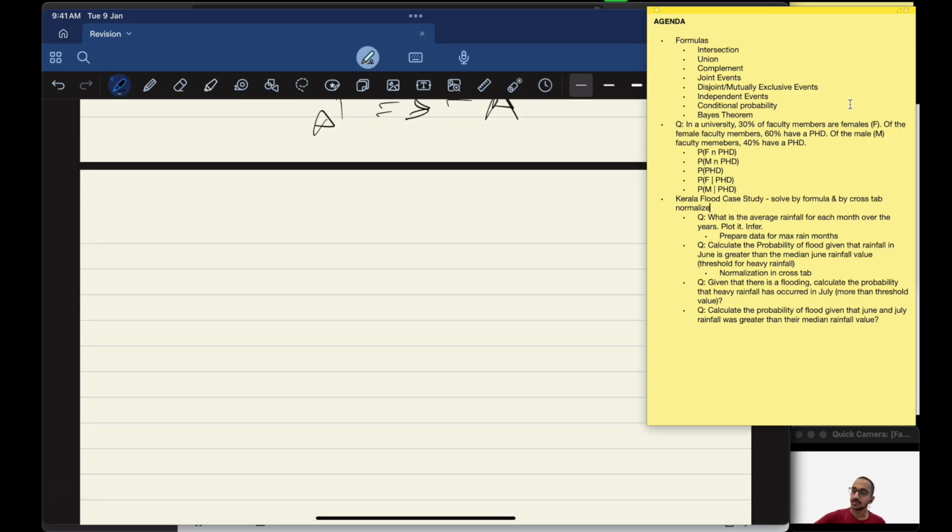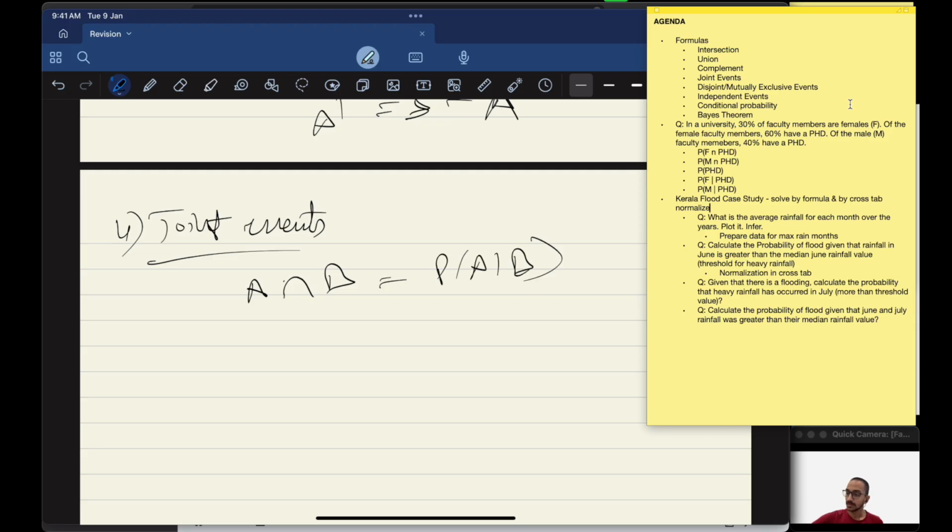Then joint events. Joint events are nothing but you have two events A and B, and we are trying to see the possibility of A intersection B. We can get it through Bayes theorem, which is P of A given B times P of B. We will see Bayes theorem next anyway.